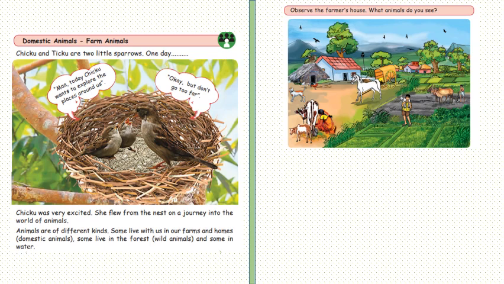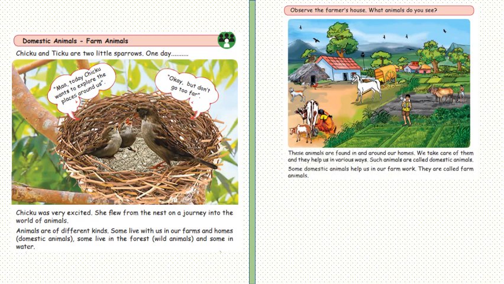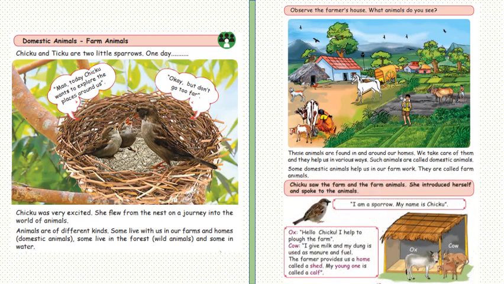Now, just ask your child to observe this picture. This is a farmer's house, and what animals can he see? Okay, there are a lot of animals which he or she can easily name. Now, these animals are found in and around our homes. We take care of them and they help us in various ways. Such animals are called domestic animals.